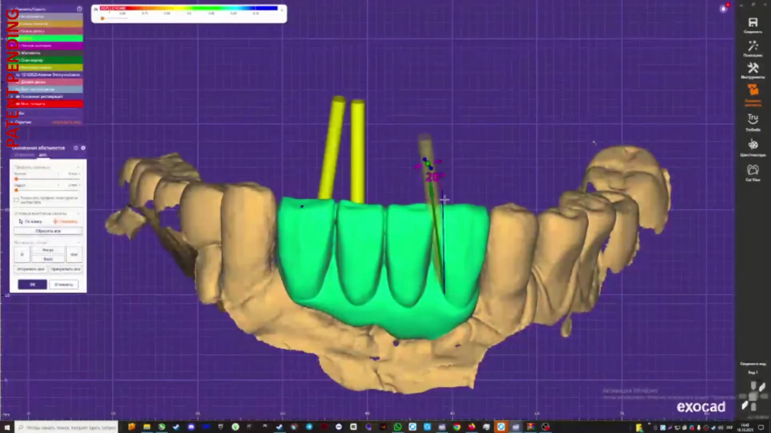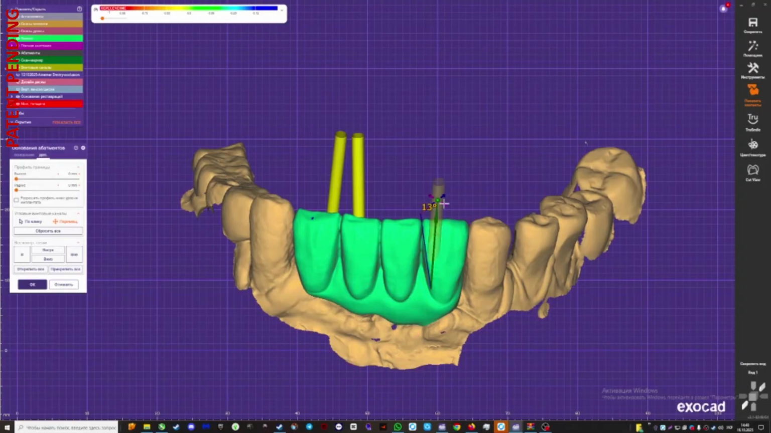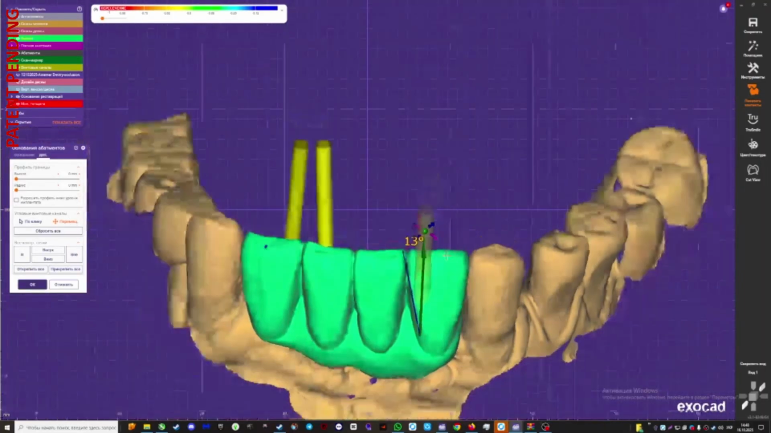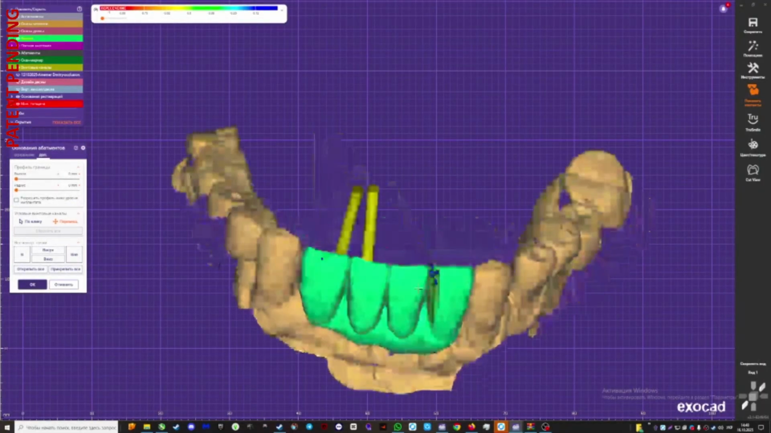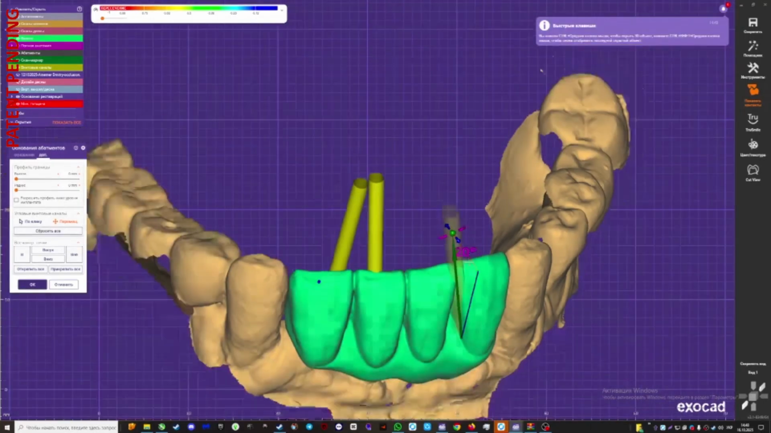Thanks to the use of the trigony screw and the trigon screwdriver, it was possible to correct the direction of the access channel on implant 41. It was redirected to the lingual surface. On implant 32, such a maneuver was impossible.